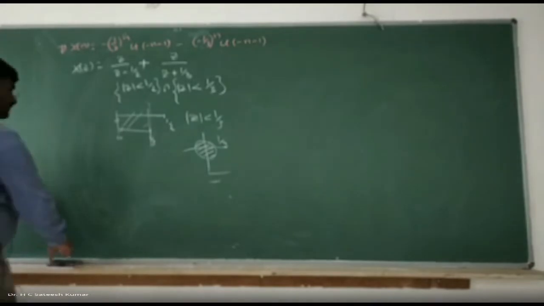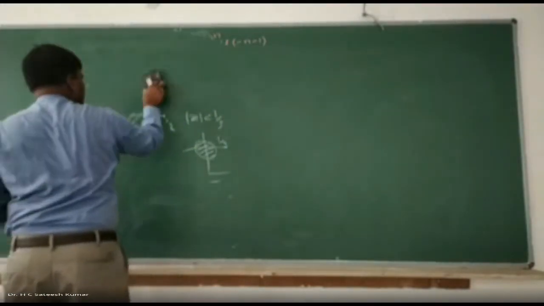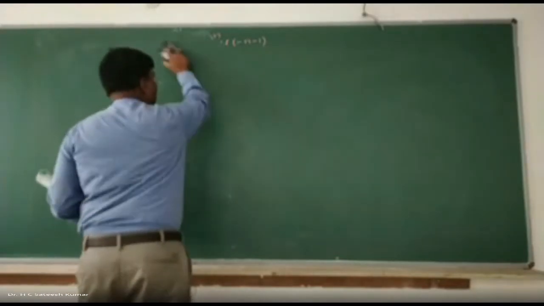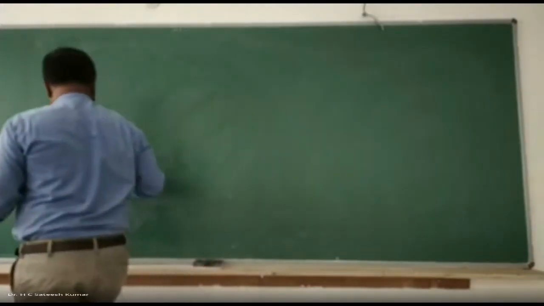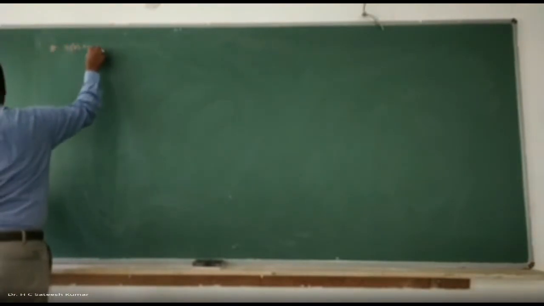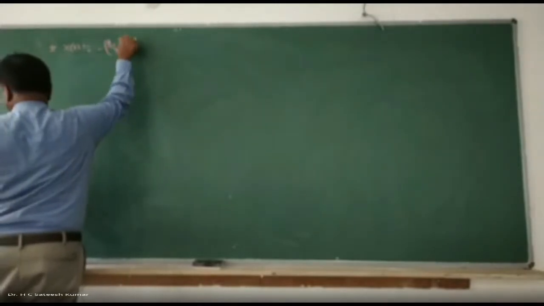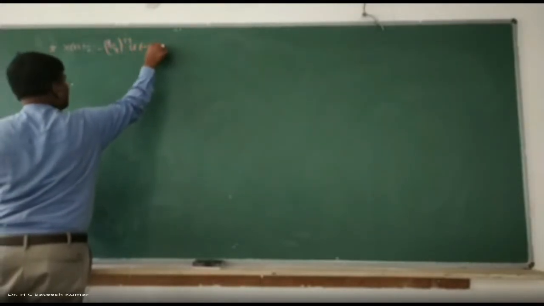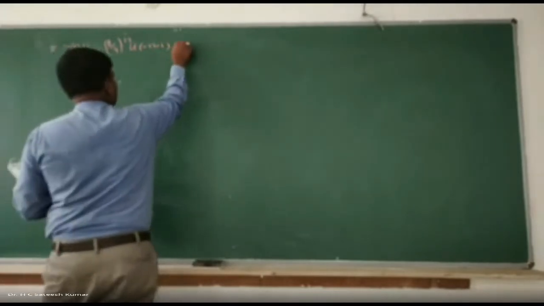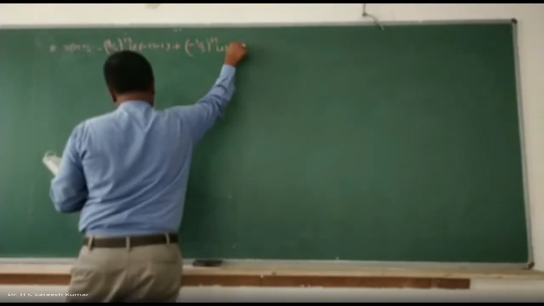Okay, right. One more problem. Find the Z transformation of x of n equal to minus 3 by 4 to the power of n into u of minus n minus 1, plus minus 1 by 3 whole power n into u of n. This is also a very simple one.